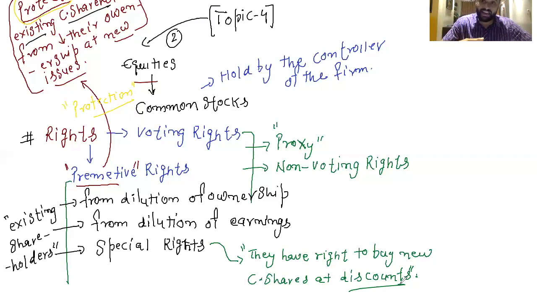Again, these kinds of rights may not apply to preference shareholders as well. So maybe the difference between preference and common shareholders is about voting rights, because preference shareholders do not have proxy voting rights. And second, preference shareholders do not have primitive rights, right? Only common shareholders have primitive rights, right? So this is the idea behind the rights related to common stocks, right?